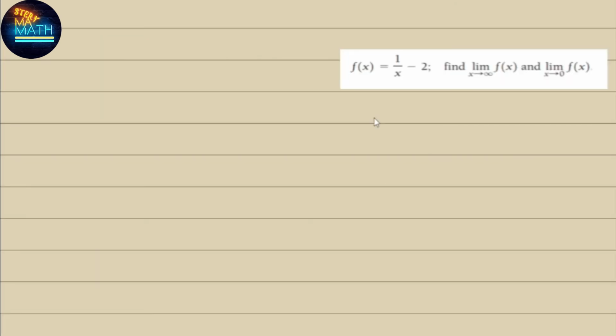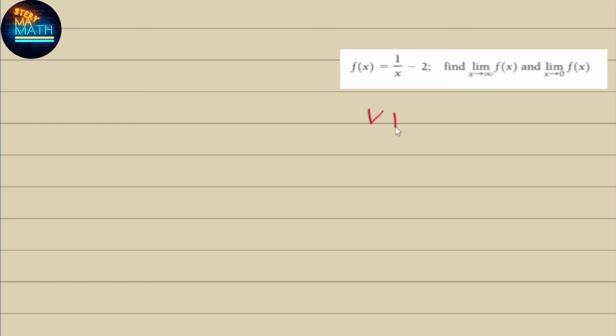In this example, f of x is equal to 1 over x minus 2. Find limit as x approaches infinity of f of x and limit as x approaches 0 of f of x. Now let's try graph the function. And by the way, this is a rational function. So we need to determine what is the vertical asymptote and the horizontal asymptote.